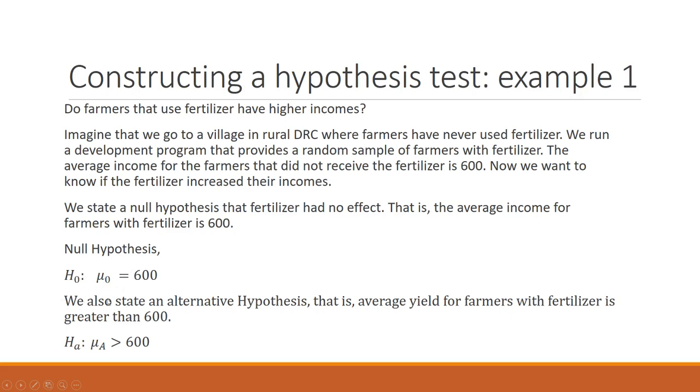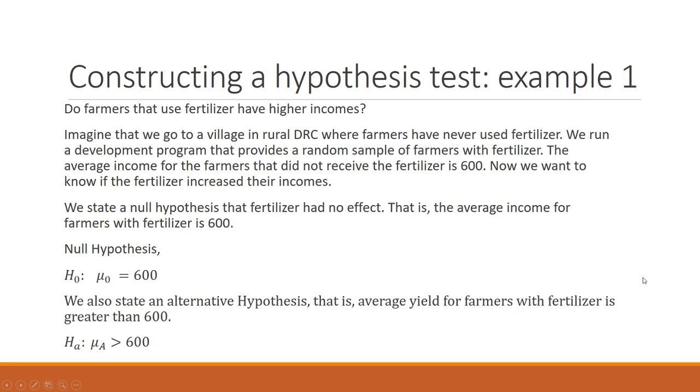All right. We also state an alternative hypothesis. That is, average income for farmers with fertilizer is greater than 600. So here's our alternative hypothesis. This is the one that we think is true. We think, by our intuition, that fertilizer will increase incomes. So we state the null hypothesis, basically that it has no effect, and then we state the alternative hypothesis, and that is that it does have an effect, it increases.